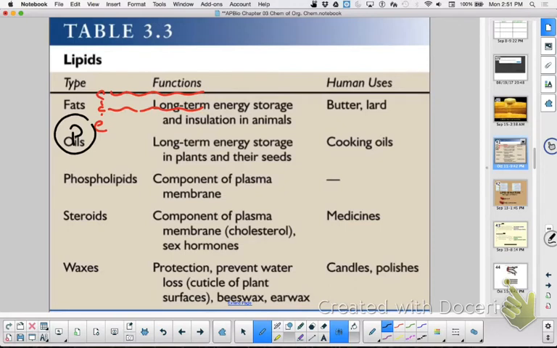cytosol. We're going to learn all about them in chapter 5 on Thursday because we're not taking our test on Thursday. We're learning about chapter 5 on Thursday, right?